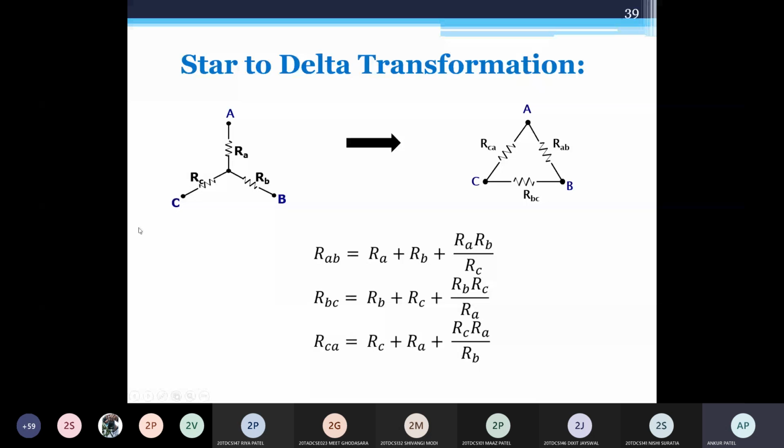For remembering, if a star connection is given, just give the names, you can give ABC or DCE. Whatever names you give, accordingly you can write the equations. So for RAB, you need to write the summation, the multiplication, divided by the third resistance. Okay, so is it easy, these equations?